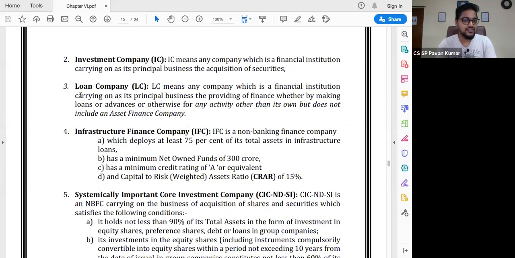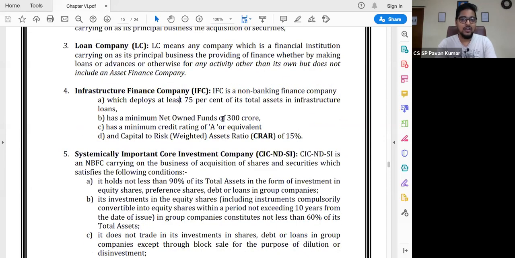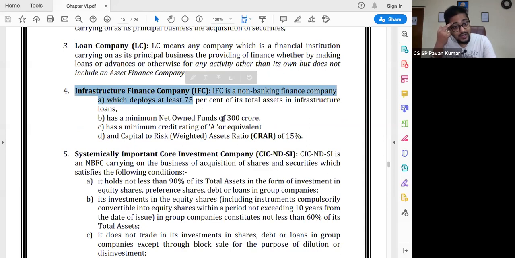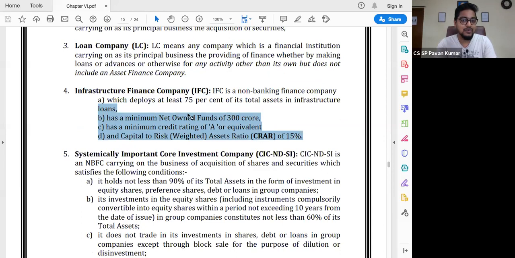Then comes the infrastructure companies. For a non-banking financial company to qualify, there are four conditions. It should deploy at least 75% of its total assets in infrastructure loans. These companies give loans only to infrastructure companies, and 75% of their loans should be only for these infrastructure-based companies.